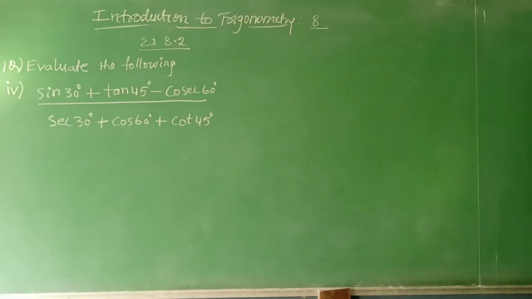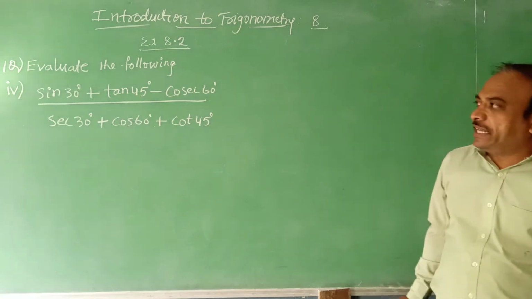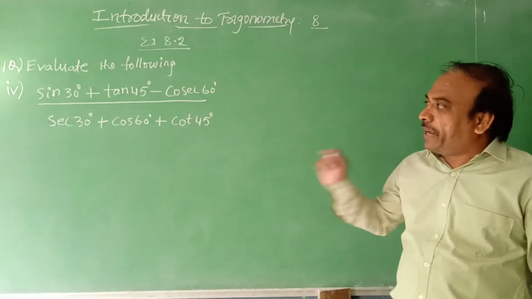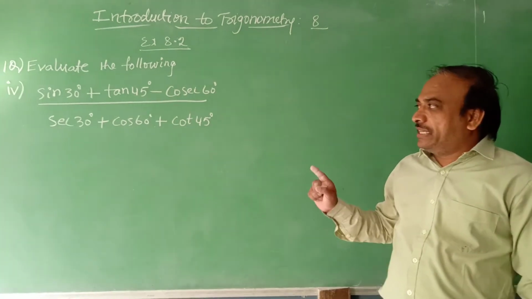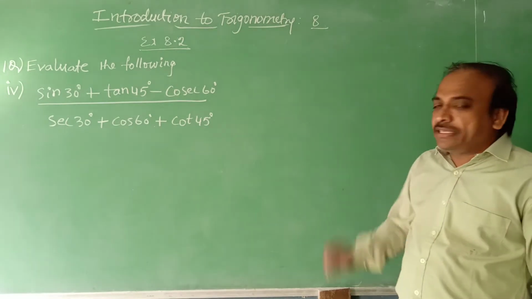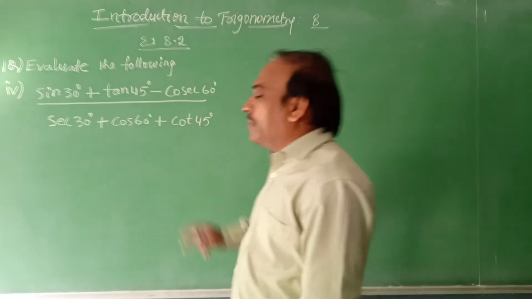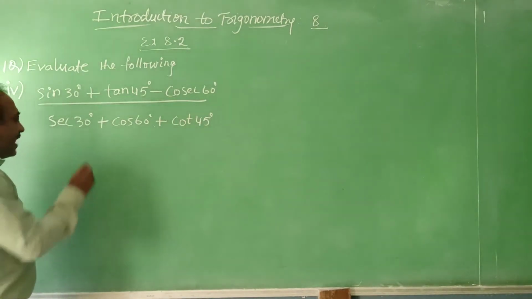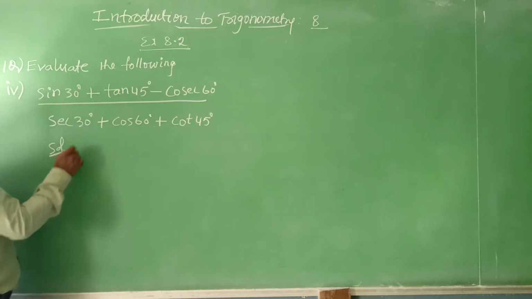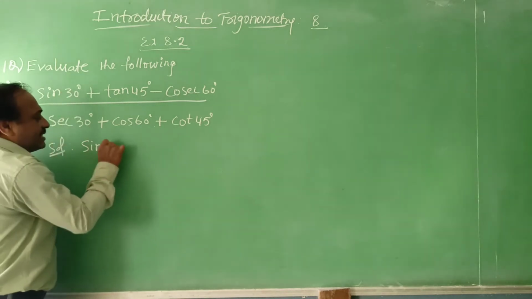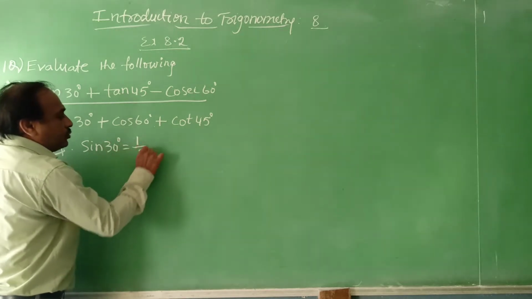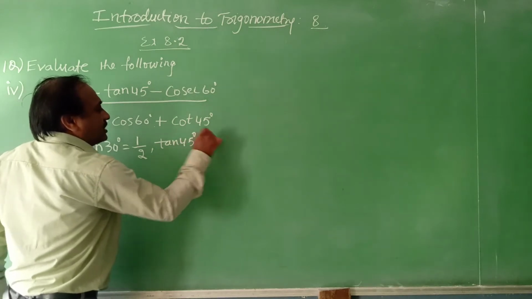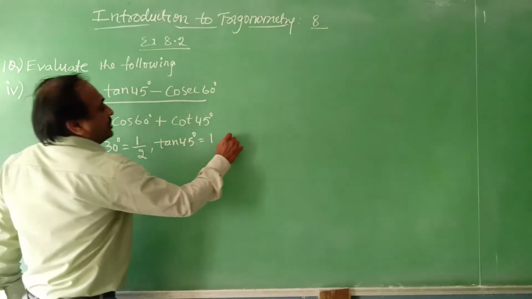Now we see in that same first question, fourth bit: sin 30 degrees plus tan 45 degrees minus cosecant 60 degrees by secant 30 degrees minus cos 60 degrees plus cot 45 degrees plus cot 45 degrees. See here, first we will write the values of those given terms. Sin 30 degrees is equal to 1 by 2. Next, tan 45 degrees is equal to 1. Next, cosecant 60.